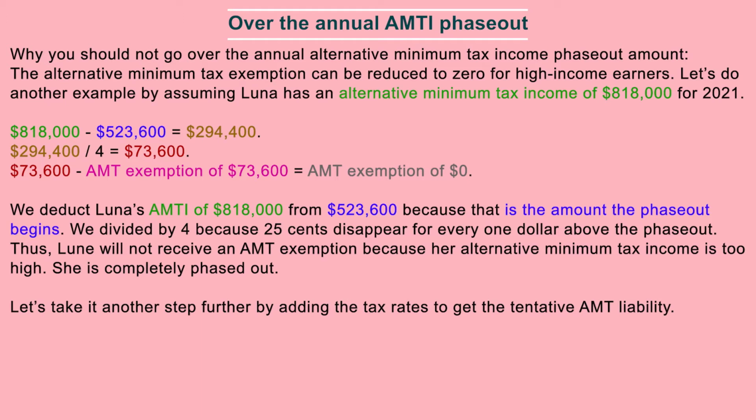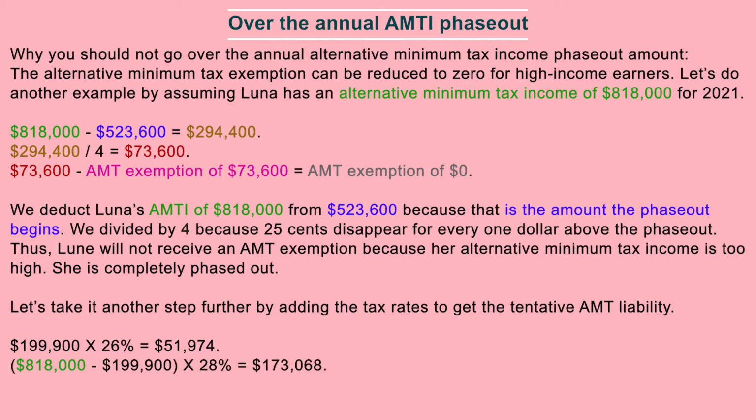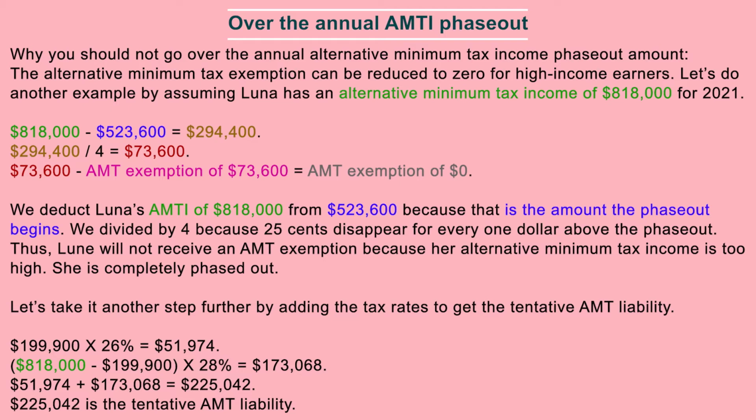Let's take it another step further by adding the tax rate to get the tentative AMT liability. $199,900 times 26% equals $51,974. $818,000 minus $199,900 times 28% equals $173,068. $51,974 plus $173,068 equals $225,042. $225,042 is the tentative AMT liability.